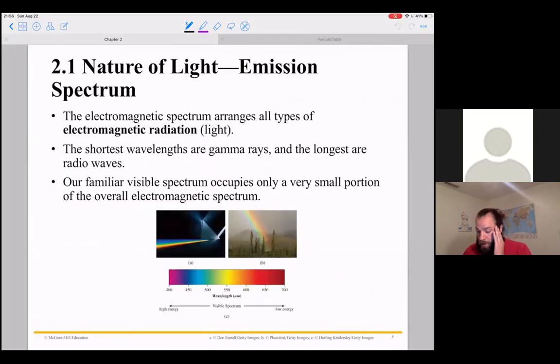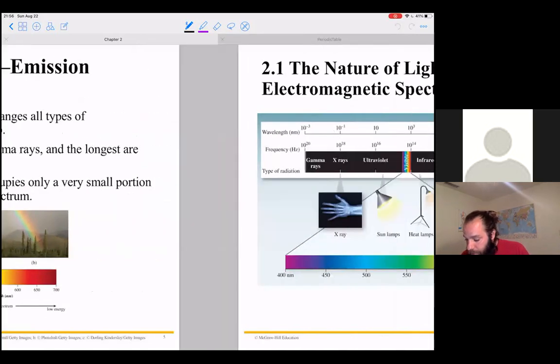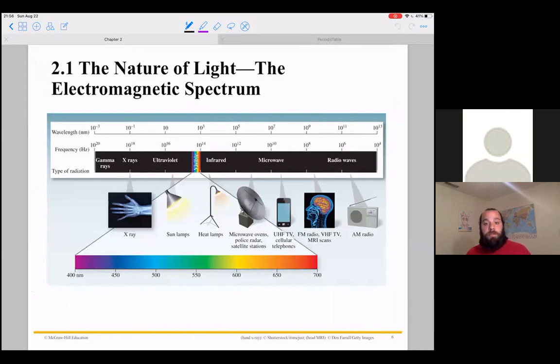Okay, and so all light, all photons fall on what's called the electromagnetic radiation spectrum. So electromagnetic radiation is just another way of saying photons, another way of saying light. And it can fall anywhere on this spectrum. Actually, this slide's even better. It really gives you the breadth of what that spectrum can be.